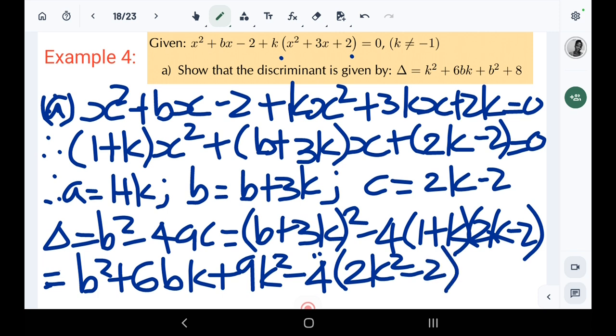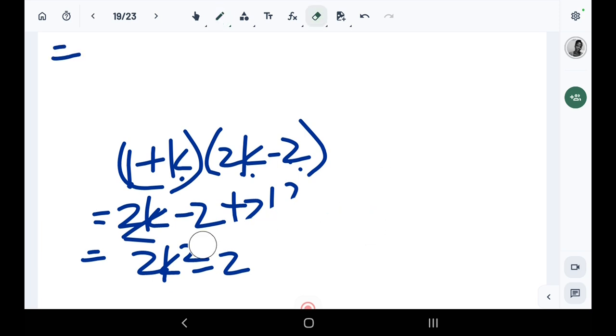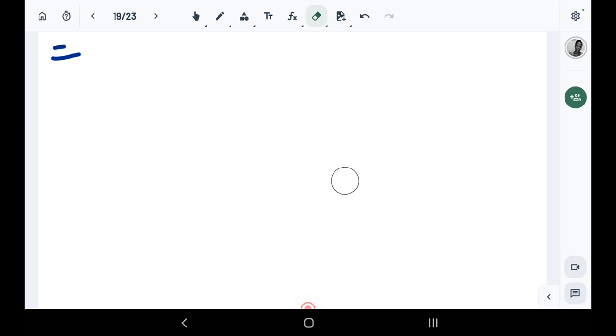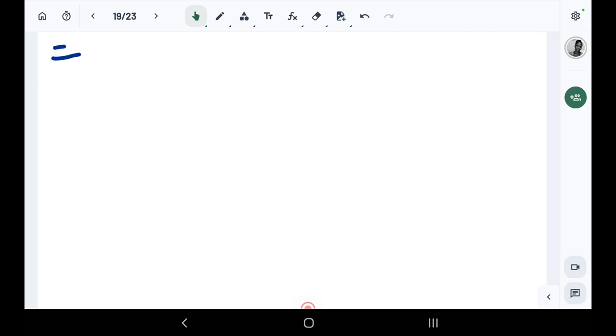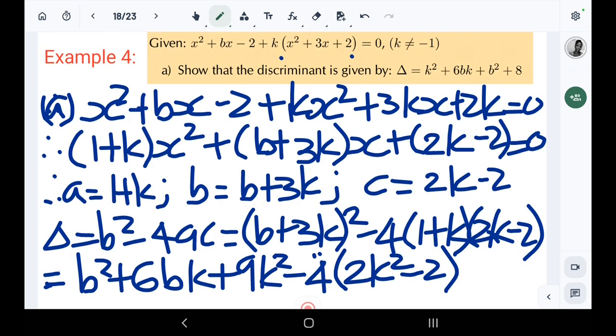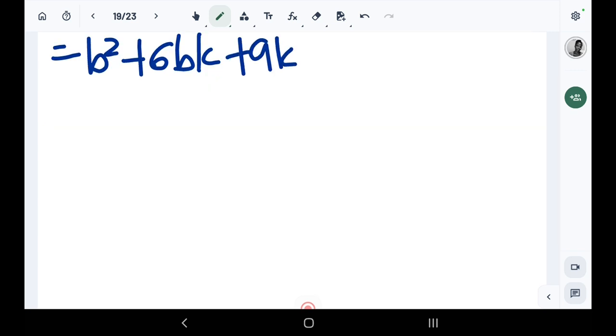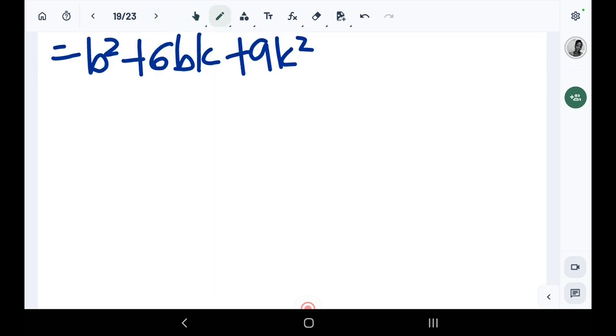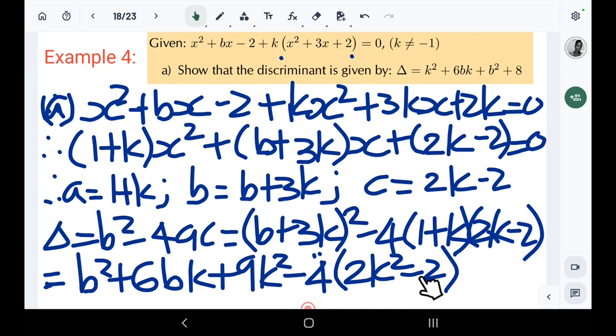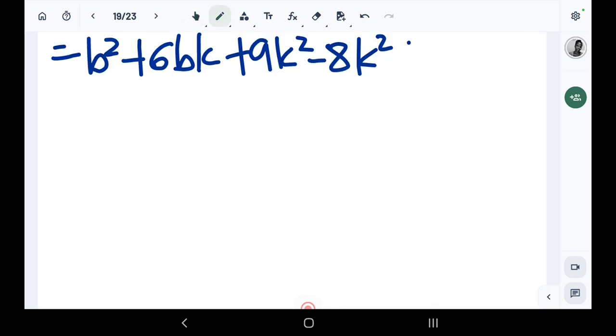Now, this is equal to b squared plus 6bk plus 9k squared, minus 8k squared, and then the last one plus 8. That gives us plus 8.